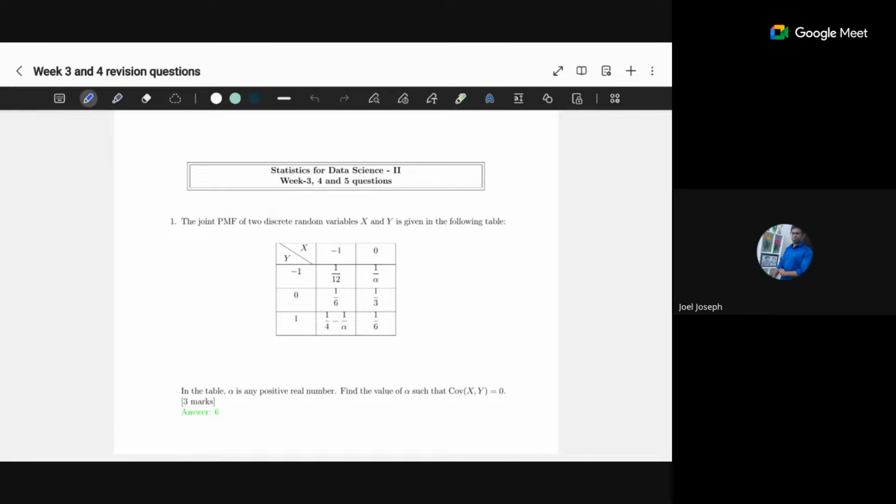Yes, ma'am. Okay, then. So the joint PMF of two discrete random variables x and y is given in the following table. In the table, alpha is any positive real number. Find the value of alpha such that the covariance is coming out to be 0. Solve this and tell me the answer. You can see the answer, but I need you to solve it.